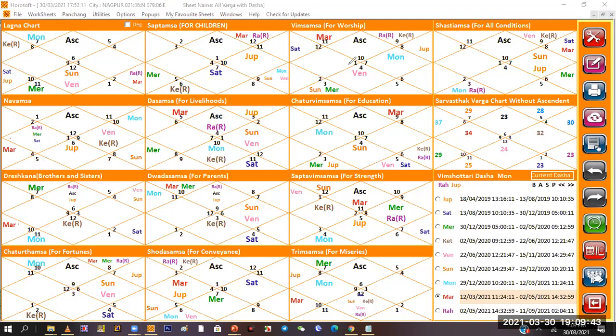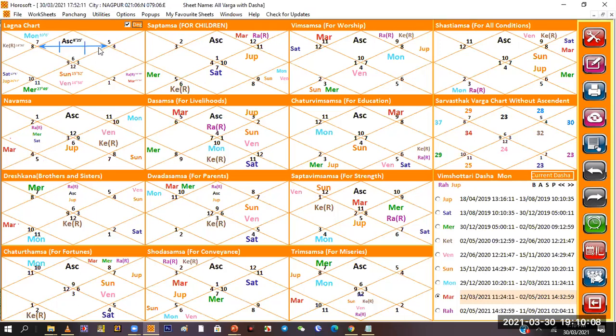We have a house. This is of 30 degree. Every house is of 30 degree, correct? And we want to divide it by 3. So this is the first division and this is the second. Is there any planet in this house? Currently there is no planet. But what is the degree of ascendant?